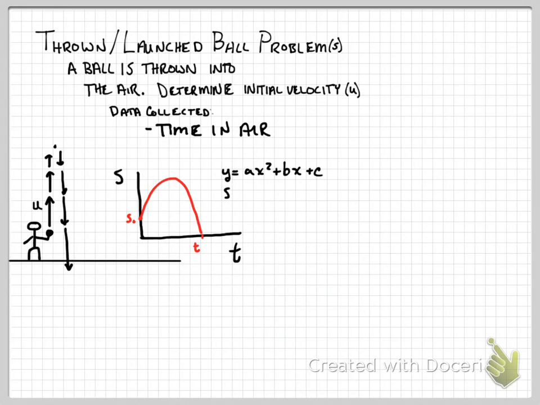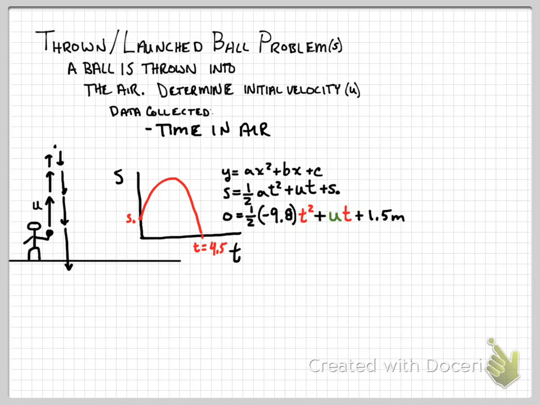Using the basic equation for a parabola, y equals ax squared plus bx plus c, we can see that this applies to our physics in the terms of s equals 1/2 at squared plus ut plus s naught. Our goal is to measure the u in this equation. So therefore, we're going to solve for that u.